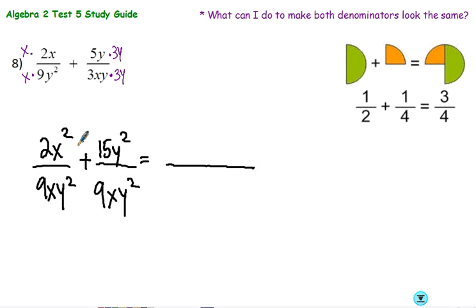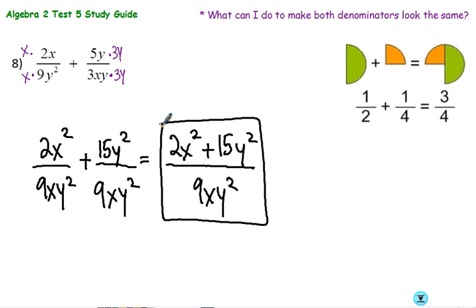Now, if I try to add x squareds and y squareds, those aren't like terms, so I cannot combine those. Don't try to say 17x squared y squared or something like that. The best you can do is just rewrite it: 2x squared plus 15y squared over 9xy squared. That would be as far as you can take it. You can't reduce this because there's not a number that goes into 2, 9, and 15, nor do they all have a variable in common.